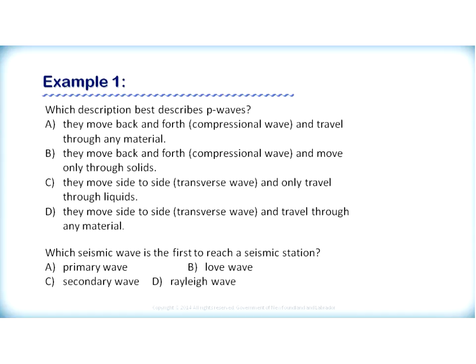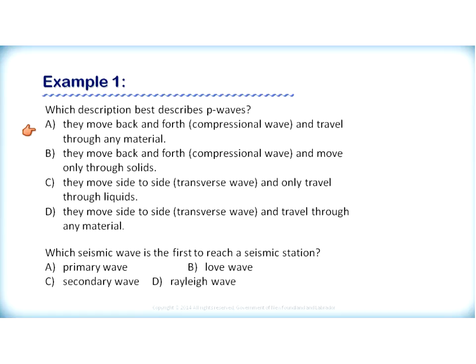Let's look at some examples. Example number 1. Question reads, which description best describes P waves, which are called primary waves? Primary waves, they move in a back and forth motion, which we call a compressional wave, and they can travel through any type of material, solids, liquids, and gases. Therefore, the best answer here will be answer A.